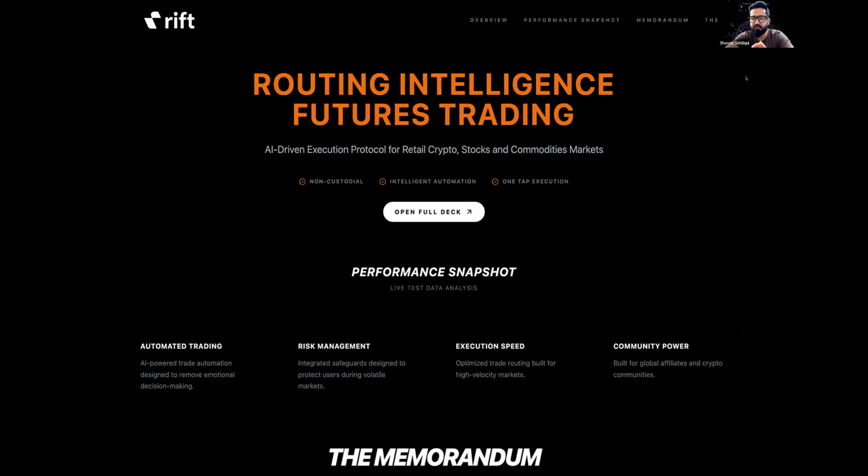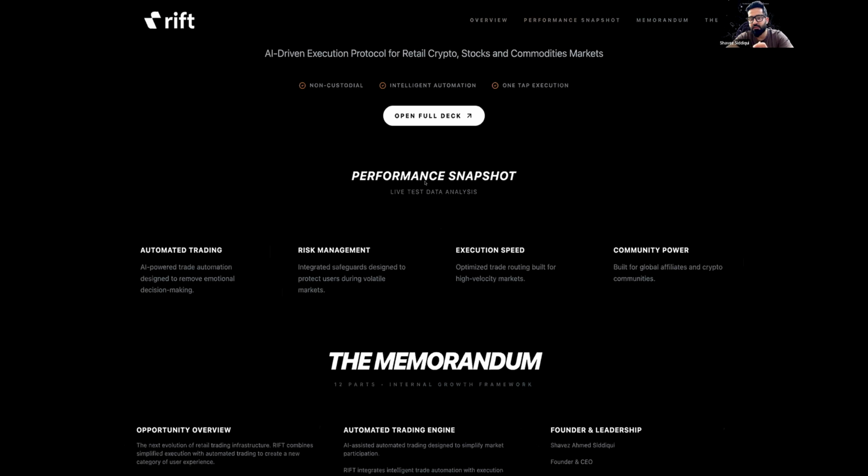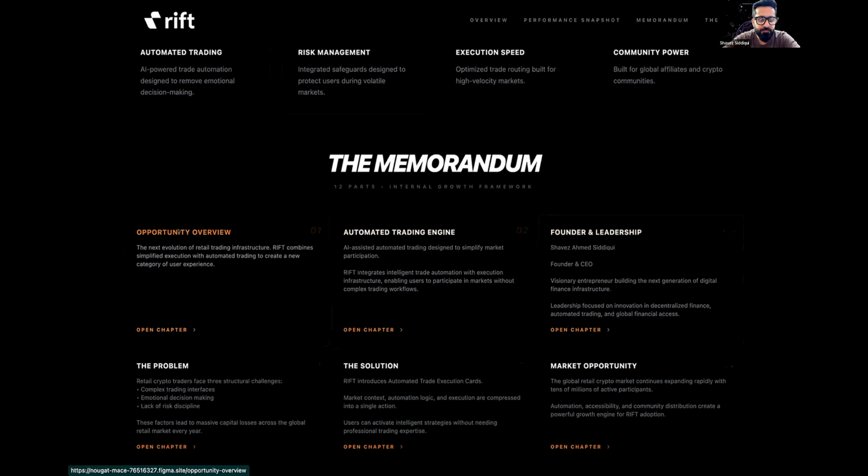And when it comes to execution speed, we have built this protocol on Hyperliquid, so it is super quick, super fast, and then the community power that is going to be enhanced with our product, with the automated trading engine, with the fast execution, one tap execution, smart product powered by AI, which is specially built for affiliates and crypto communities which are going to embrace it. So this is the memorandum of the product in 12 parts. I will go into detail one by one.